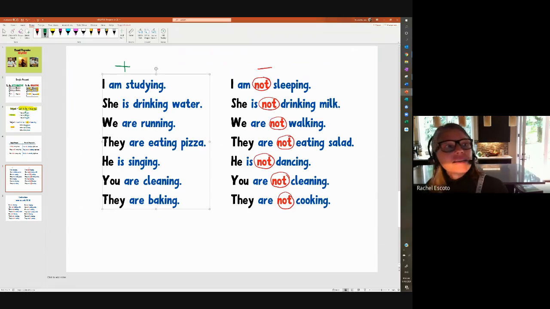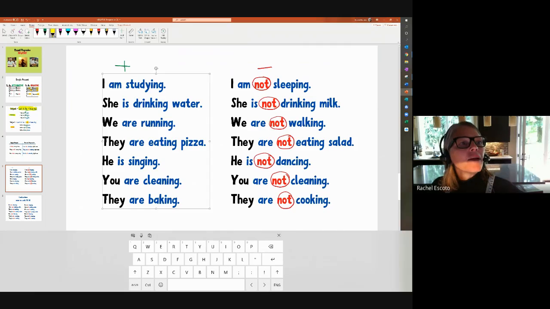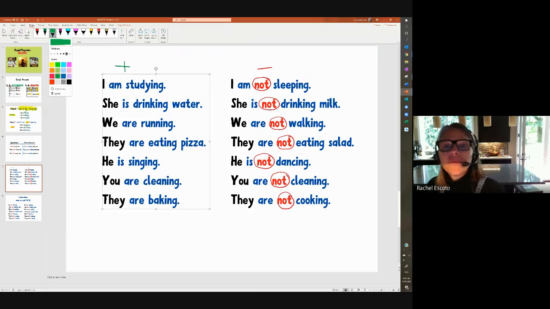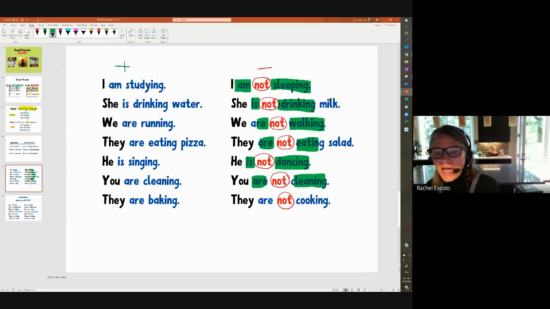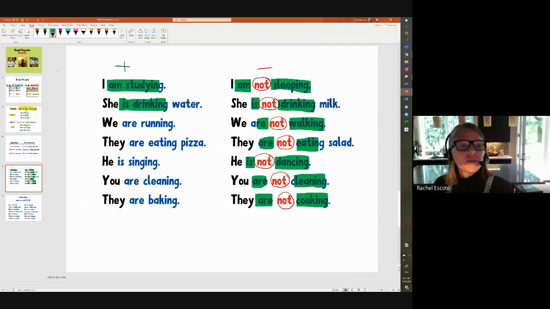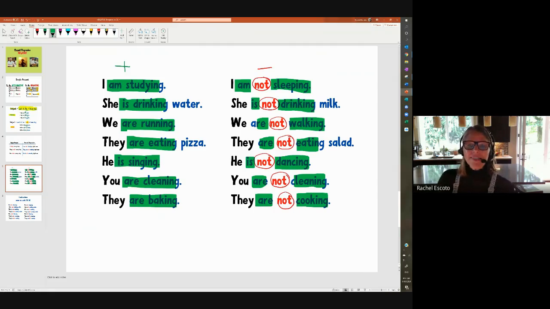Remember these two things. I wonder if I can make, let me see if I can make a green highlighter. Okay, so here's the verb, the two-word verb, and we have to split it with the word not. Our verb is two words, the verb to be and the ing form. Do you see how we just split right down the middle of it?